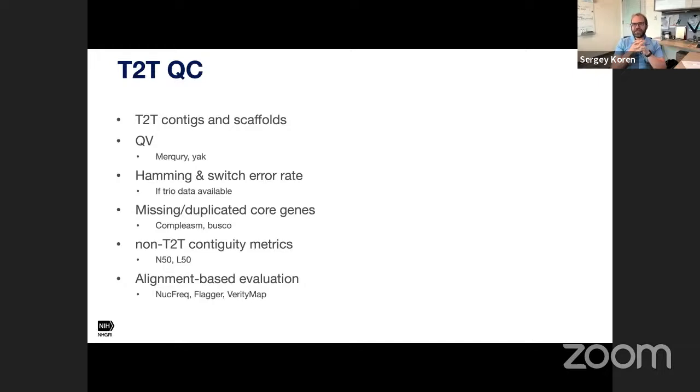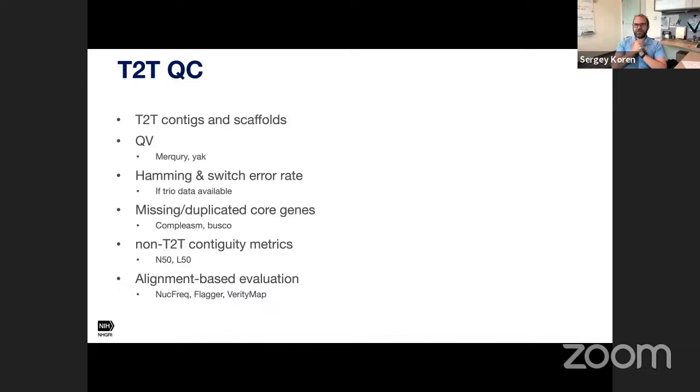We measure Hamming and switch error rate. So this is how frequently you mix up the haplotypes if you have trio data available. So if you, for example, have trio data, but you assemble only with Hi-C, then that's an independent validation that your Hi-C data correctly phase the genome and you don't mix maternal and paternal haplotypes all over the place.